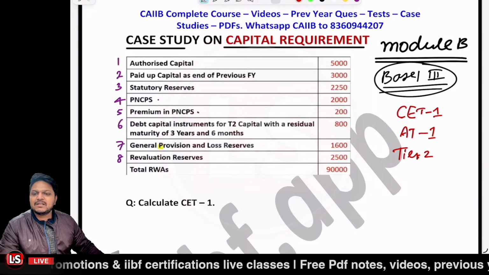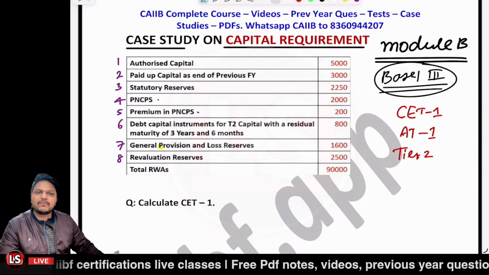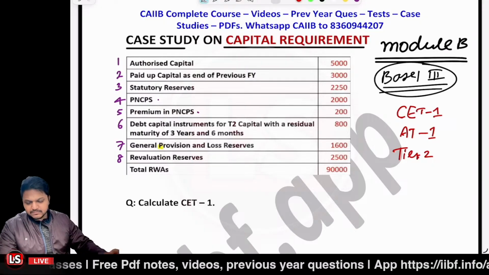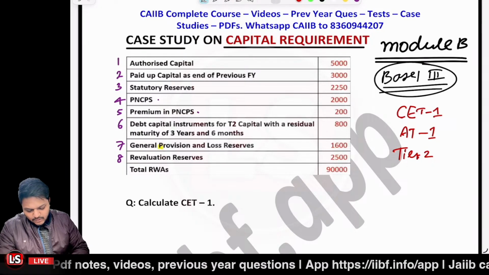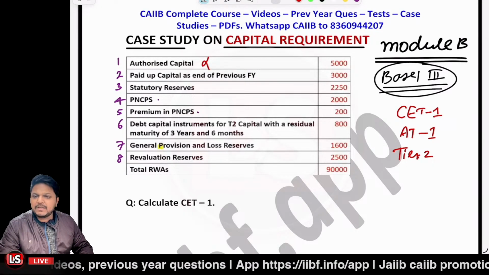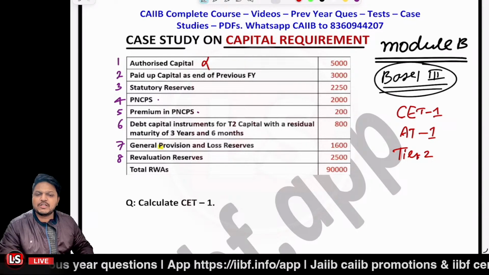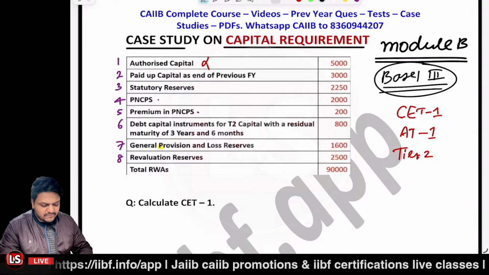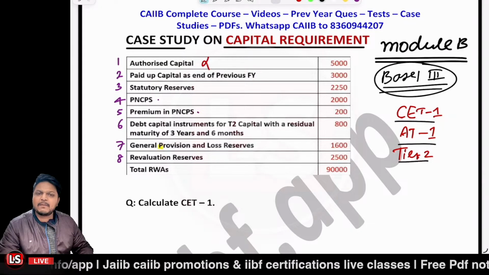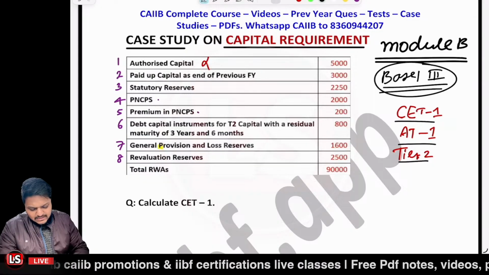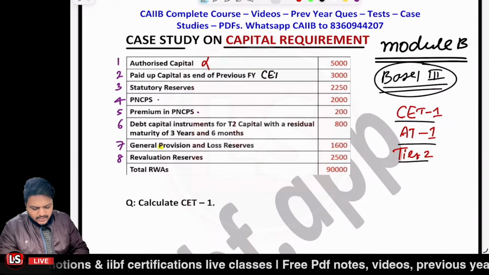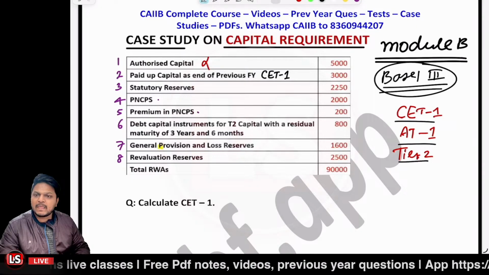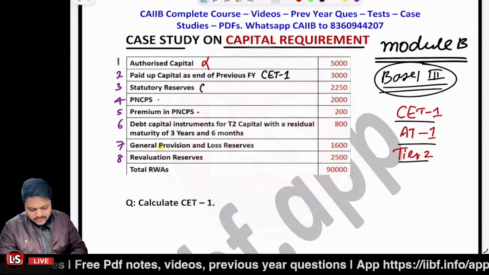So authorized capital is not related to any type of capital. Paid up capital at the end of the previous financial year, is it related to CET1, AT1 or tier 2? It is related to the CET1 component, common equity tier 1 component. Statutory reserves are also related to the CET1.